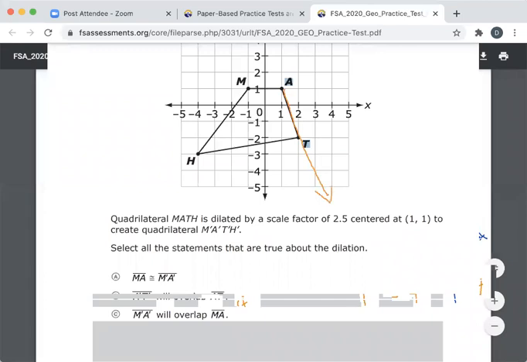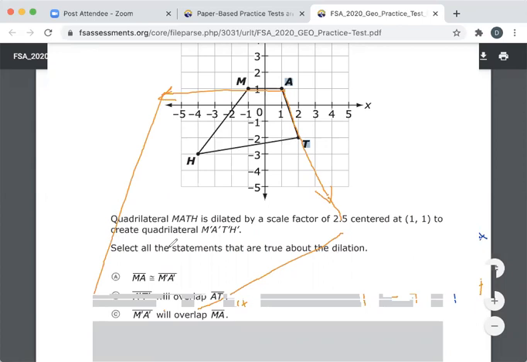So it's going to be 2.5 times bigger that way and 2.5 times bigger this way. And I'm not drawing this to scale by any means, and that's completely off, but it's 2.5 times bigger. Imagine it's to scale, okay? So that would be like the new one. Select all the statements that are true about the dilation. Well, it says all, so that tells me that there's going to be more than one answer, right?